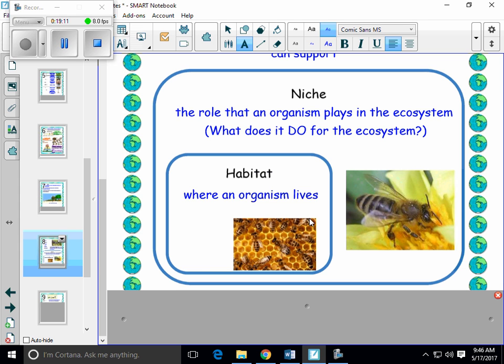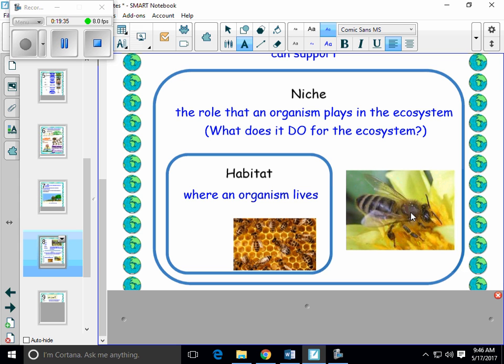Two other terms that I have on this page, and I put them in boxes because I want you to know that a habitat is part of an organism's niche. So that's why I made the habitat box inside of the niche box. In my example here are the bees. So a niche, that's what an organism does for an ecosystem. What does it do? What is its purpose in an ecosystem?